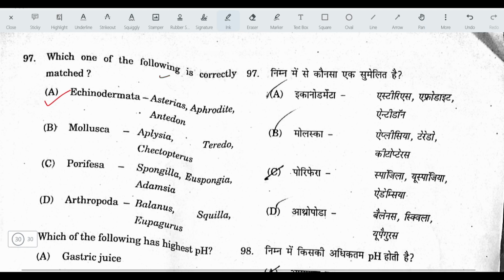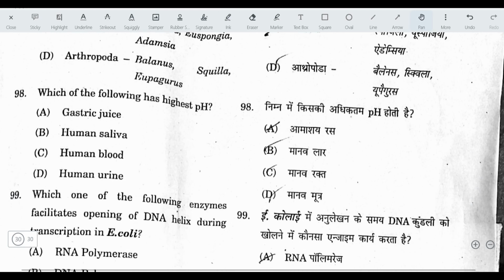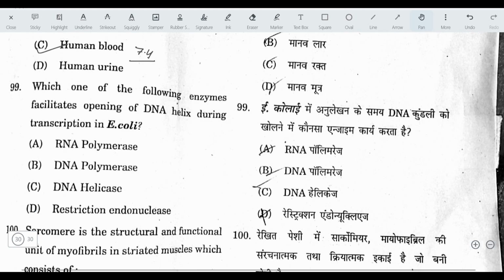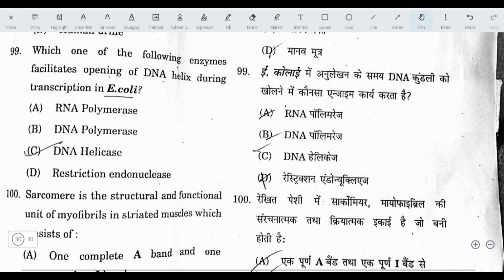Next question: which one of the following is correctly matched? The answer here is Echinodermata, which include Asterias, Aphrodita, and Antedon. Okay. Next question: which of the following has highest pH? The answer here is human blood, which has pH about 7.4. Next question: which one of the following enzymes facilitates opening of the DNA helix during transcription in E. coli? The answer here is DNA helicase, which unwinds the DNA double helix during transcription.